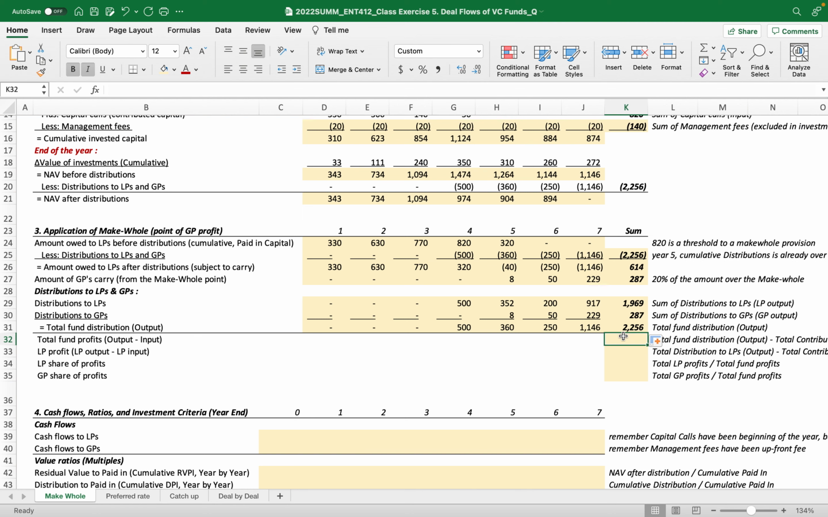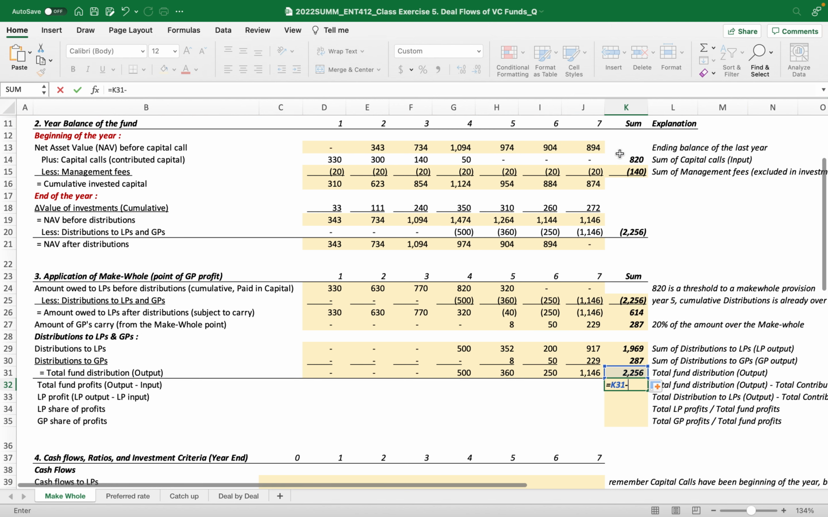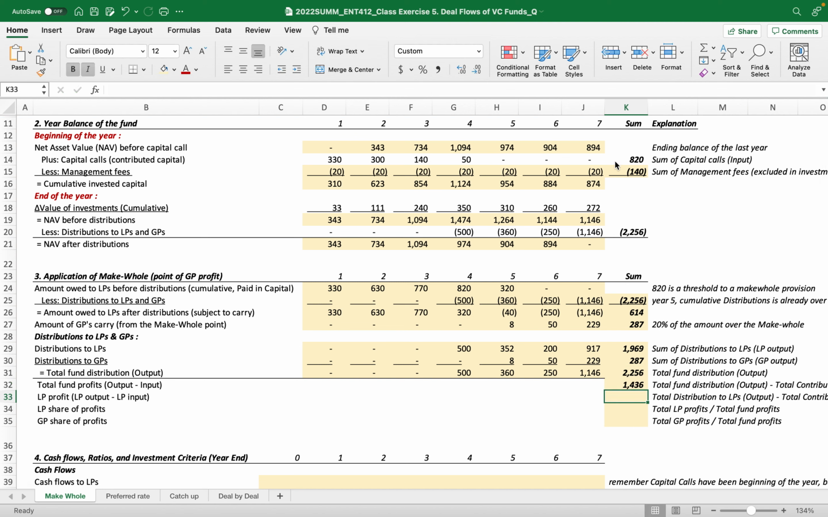Next, total fund profits. How to get the total fund profits? Always profit is measured by output minus input, right? Output minus input. So where is the total output? Total output, right? That's what we just calculated here. Minus, what is the input? Total input. Who put the investment amount? Right, here you go, 820. So the total fund profit is 1,436,000, right?